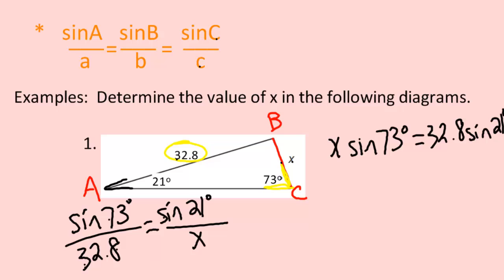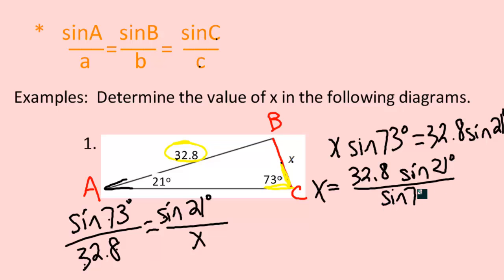If I want to isolate the x, I could divide away the sine of 73 degrees from each side. So x is going to be 32.8 times sine of 21 degrees, all divided by sine of 73 degrees. Because if I divide this side by sine of 73, I just isolate the x. If I divide this side by sine of 73, I literally am just writing sine of 73 in the denominator.